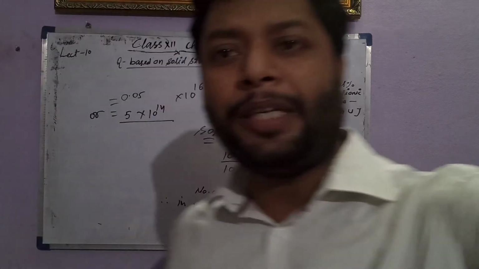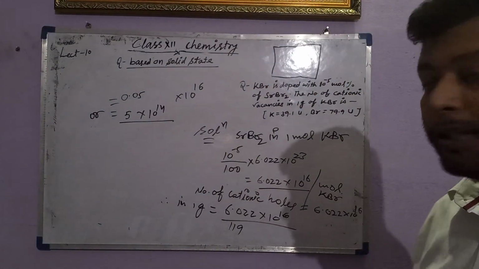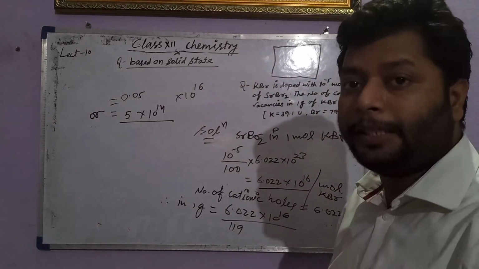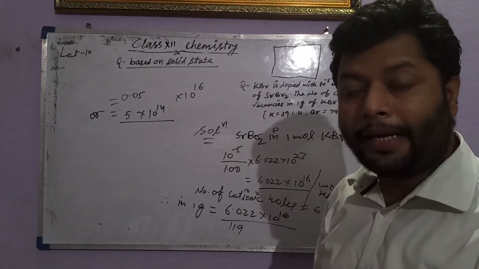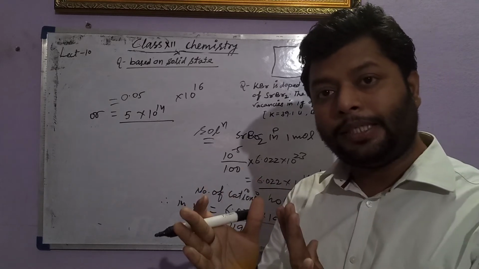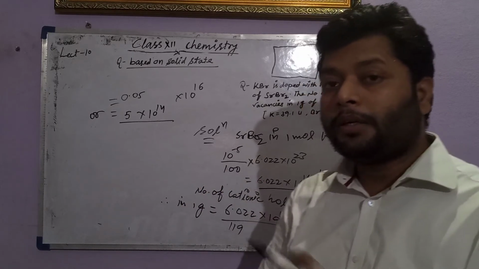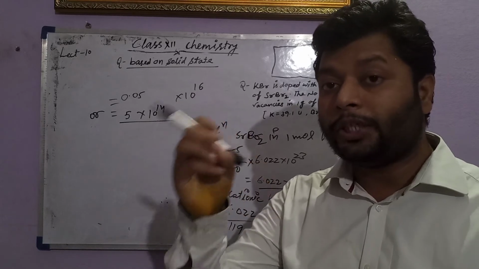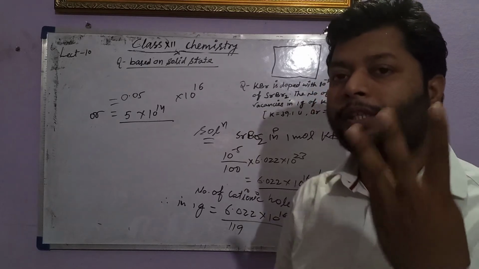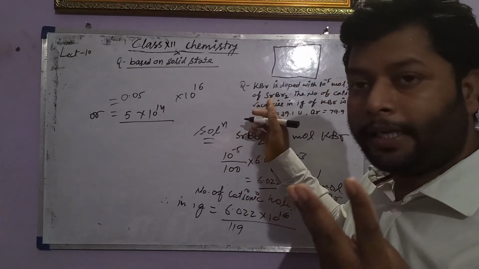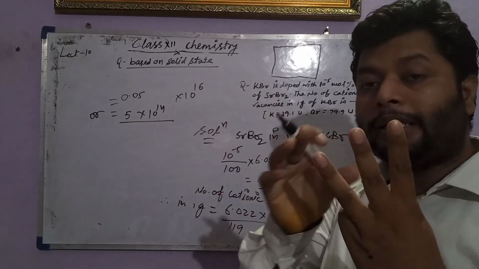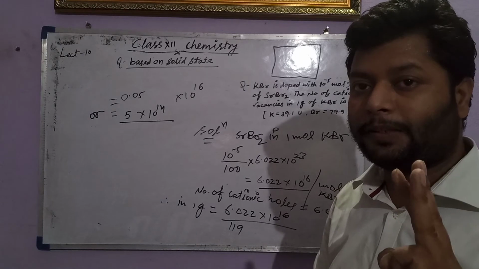So that is how we solve it. The concept is that you have to learn the valency. If KBr is doped with strontium bromide, then the number of vacancies will be equal to the number of impurities added, the number of impurities doped. But if the valency is 3, then one cation actually takes the position of 3 different cations.